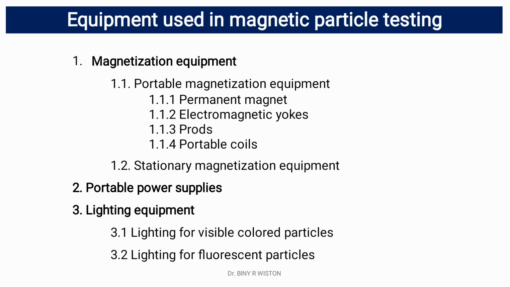In case of visible colored particles, daylight is enough. Natural daylight may change from time to time, so use of artificial lighting is highly recommended for good results. In case of fluorescent particles, we can go for strong ultraviolet light. A mercury vapor lamp with filters is used to fluoresce the particles, so as to make the changes visible.